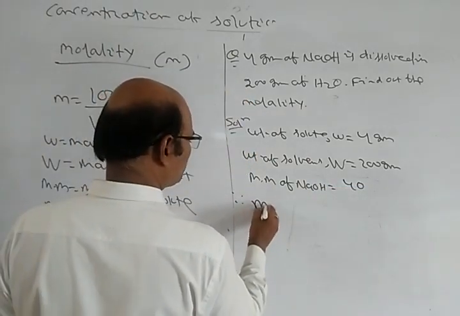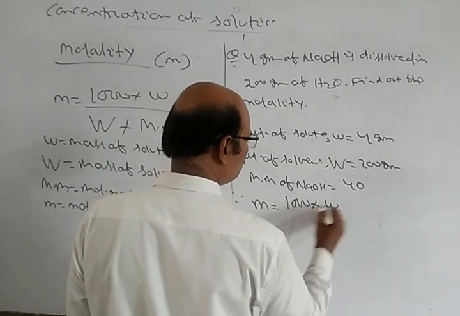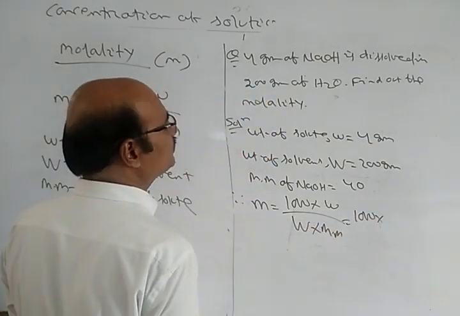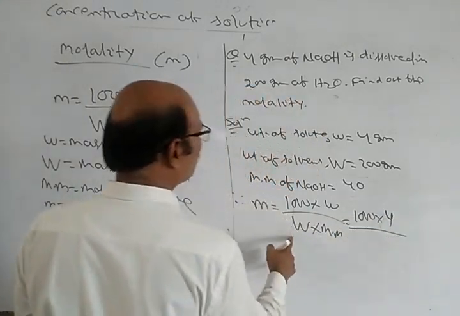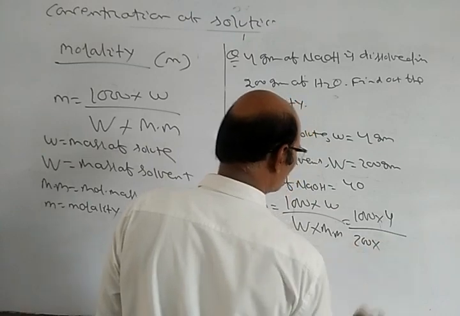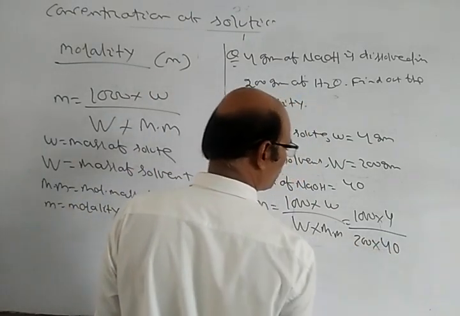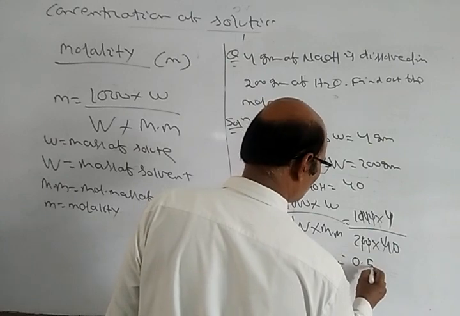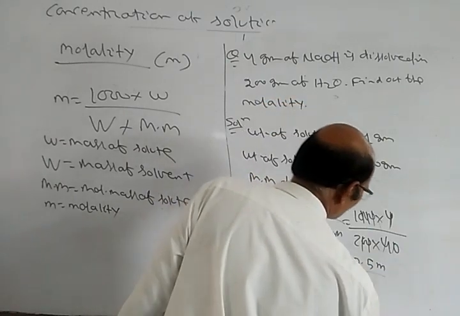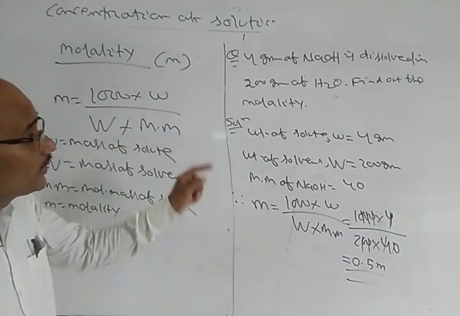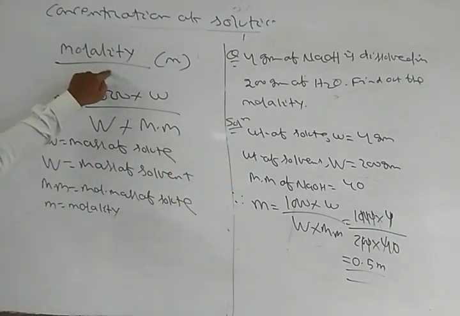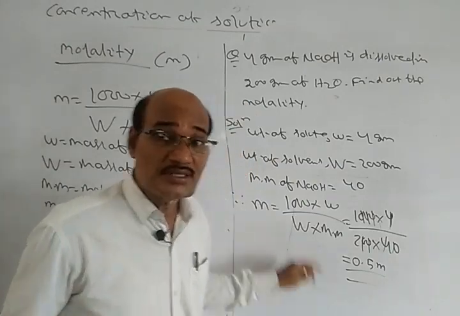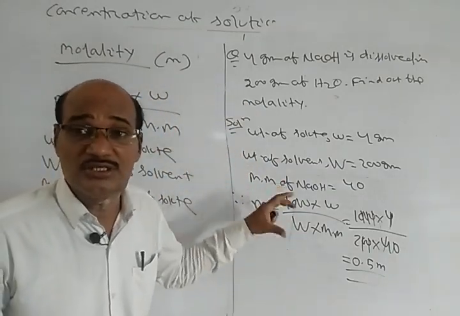So molality m is equal to 1000 into w by W into molecular mass, which is 1000 into 4 by 200 into 40. This cancels out and equals 0.5 molal. So the molality here is 0.5 molal.